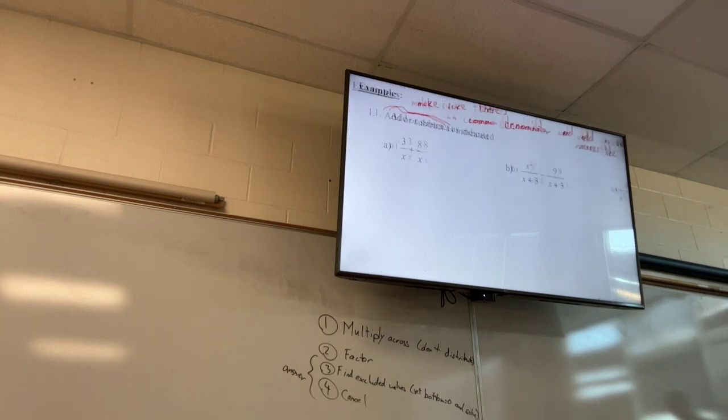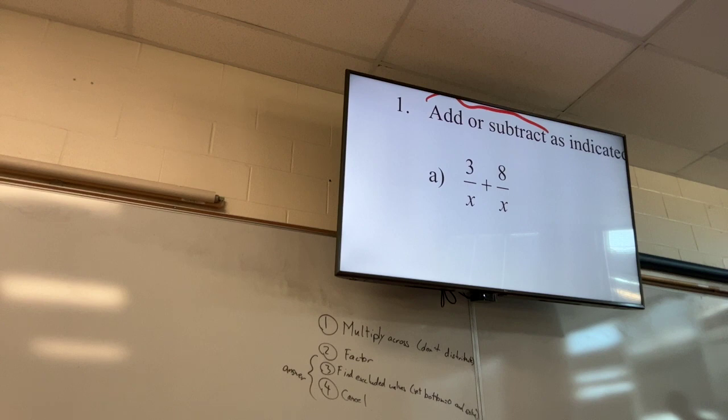Okay, so for this first one, do I have a common denominator? Yes, they're both x, right? So I just add across the top. So it's 11 over x. Boom. First example in the books. Done. What about the second one?